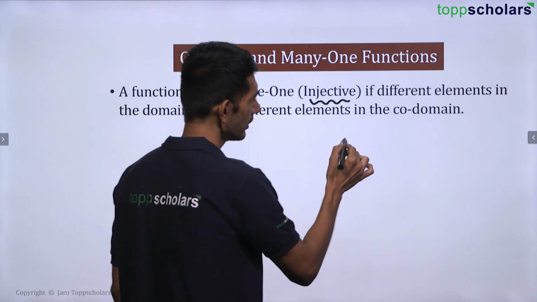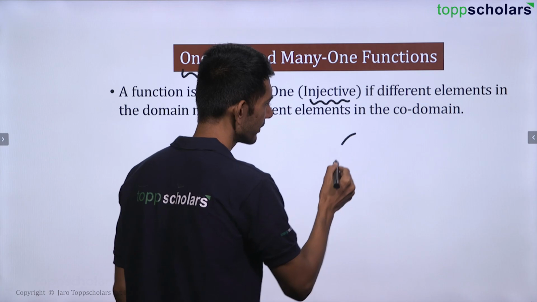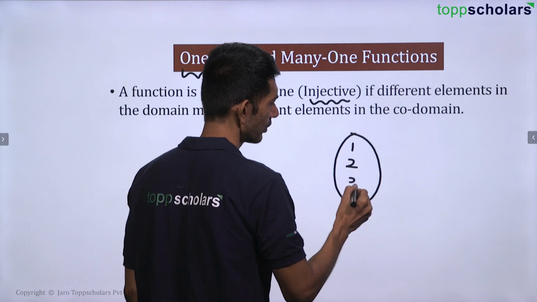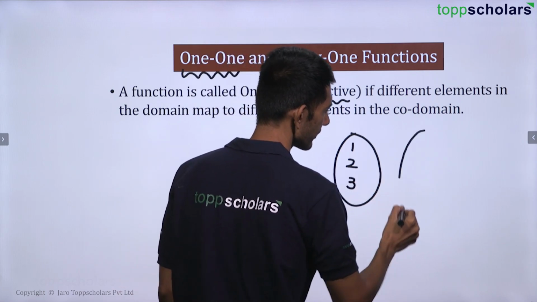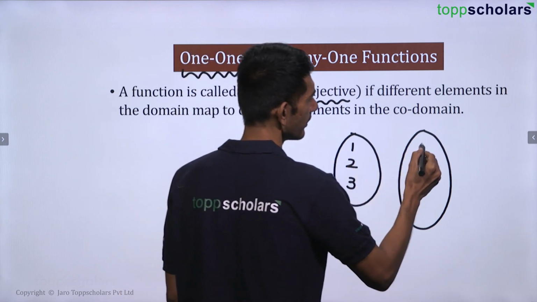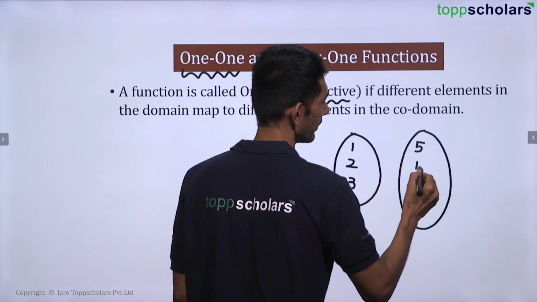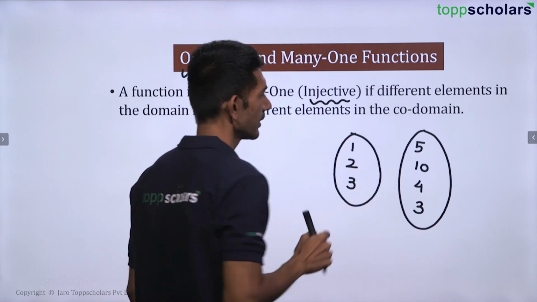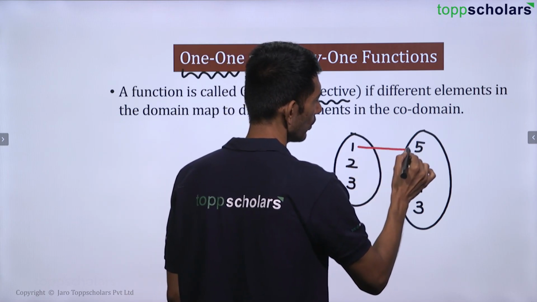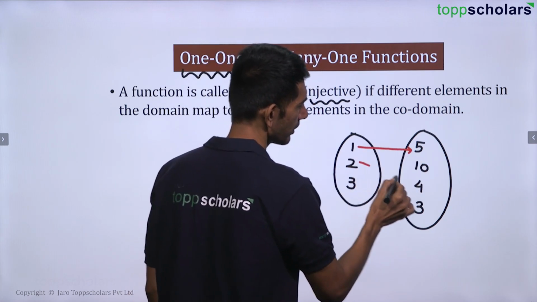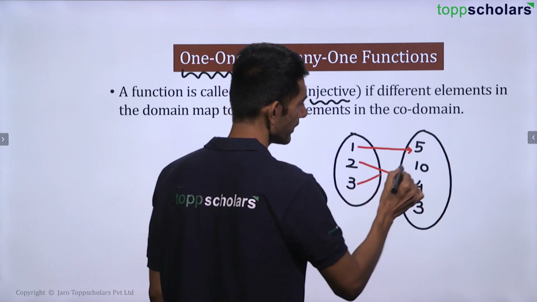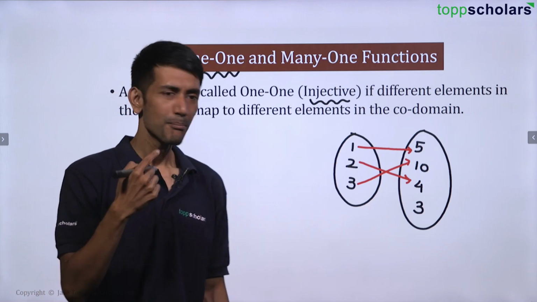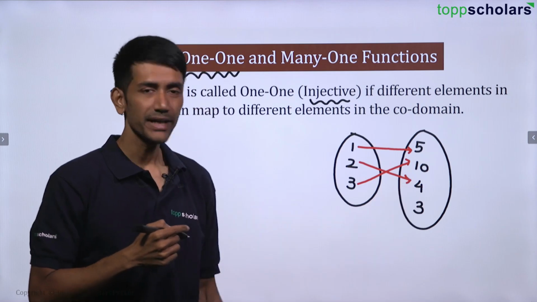So, here, suppose I have some elements in set A, say 1, 2, 3. I have some elements in set B, say 5, 10, 4, 3. So, if I map 1 with 5, 2 with 4, and 3 with 10, can I say different elements of set A are mapped with different elements of set B?